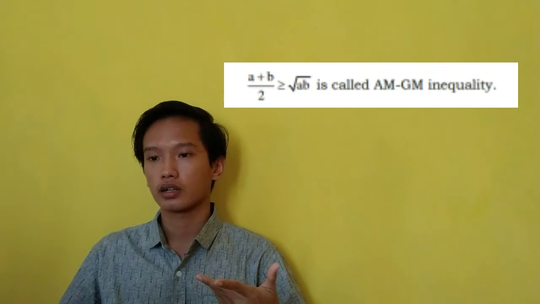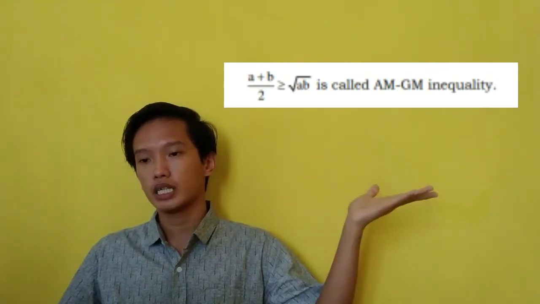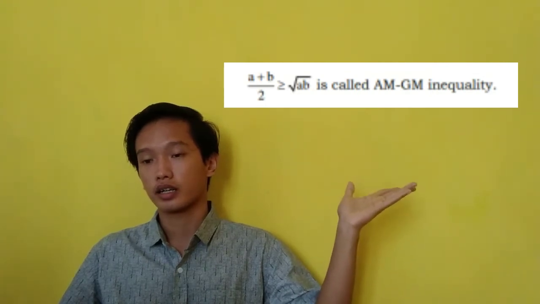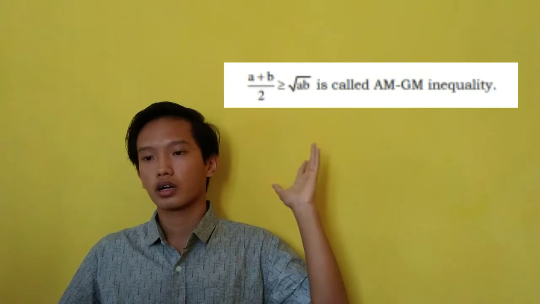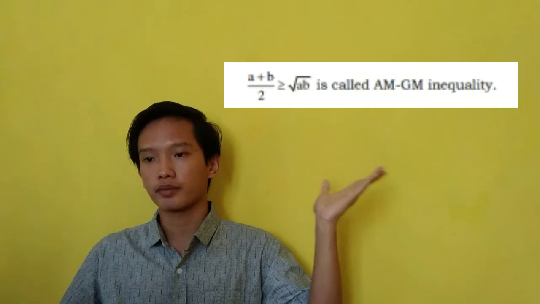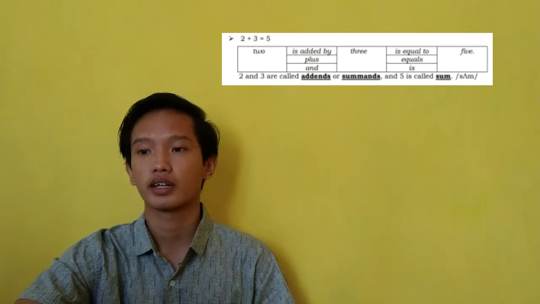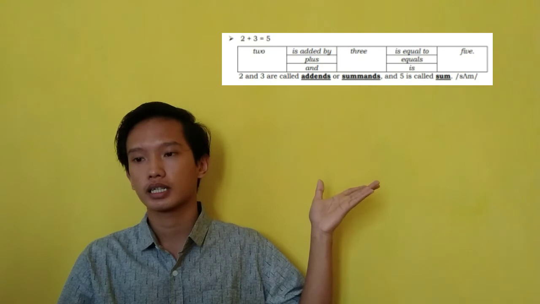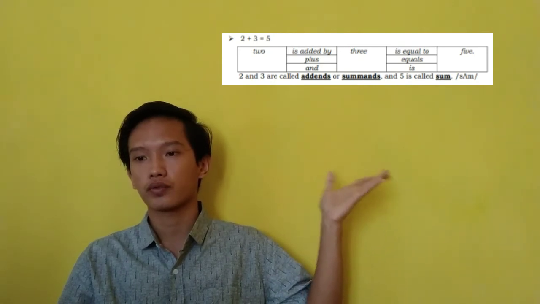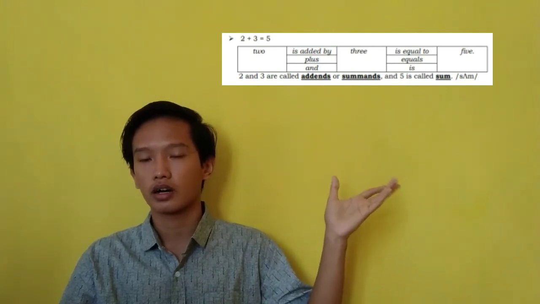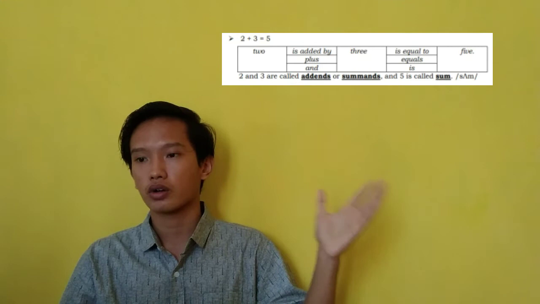And the symbol (a + b)/2 ≥ √(ab) is called the AM-GM inequality. For example, this is a linear equation: 2 + 3 = 5. 2 and 3 are called addends or summands, and 5 is called the sum.